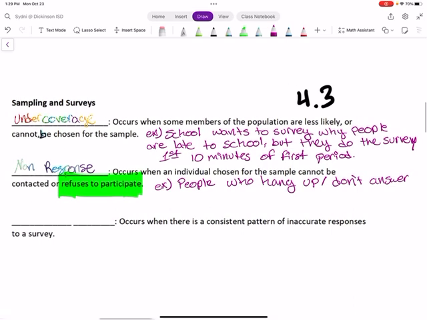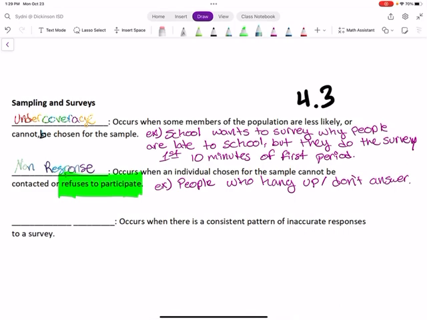This could also be people who just walk away from the person giving the survey. This could also be just people who are handed the survey and don't fill it out. It's not that they weren't included, it's that they didn't respond. They decided that this survey just wasn't a thing they wanted to do, and so they just didn't do it. And that's called non-response when that happens.